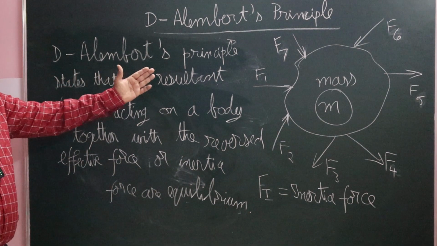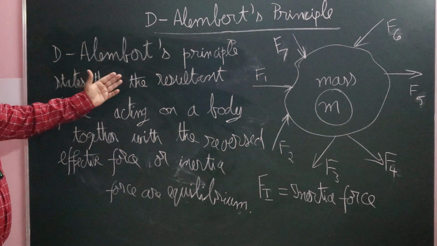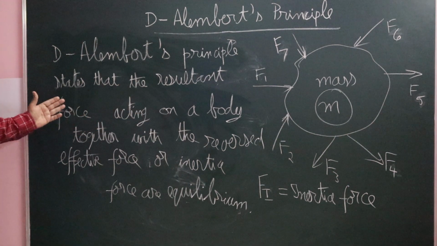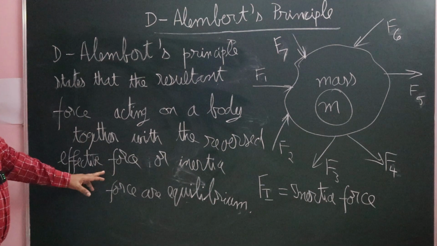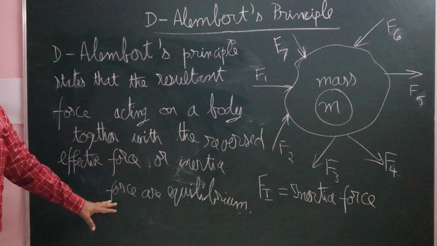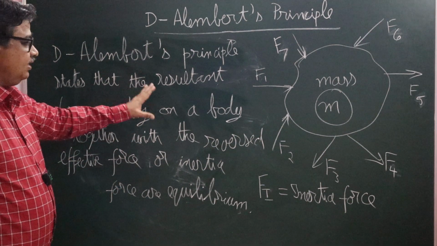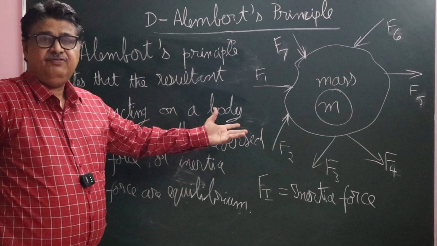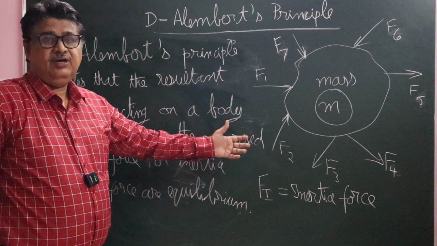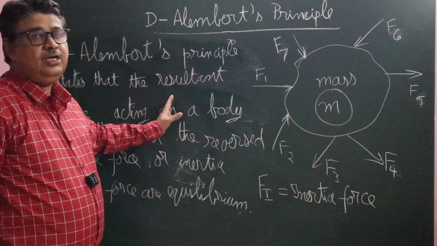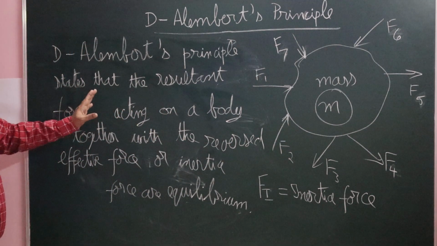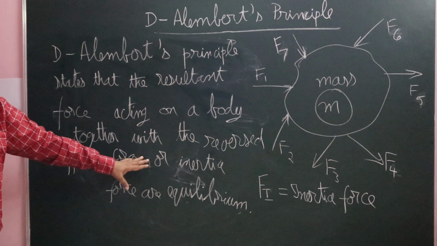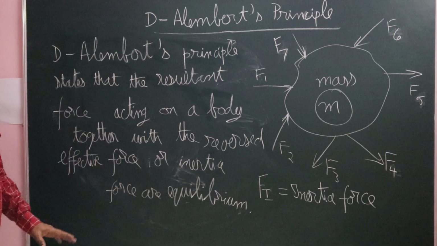Therefore, this is D'Alembert's principle. That is, D'Alembert's principle states that the resultant force acting on a body together with the reverse effective force or inertia force are in equilibrium. That is, the body is under equilibrium with the resultant force and the reverse effective force or inertia force. Right? This is called D'Alembert's principle. The body is under equilibrium, right, with the resultant force and inertia force. This is called D'Alembert's principle.